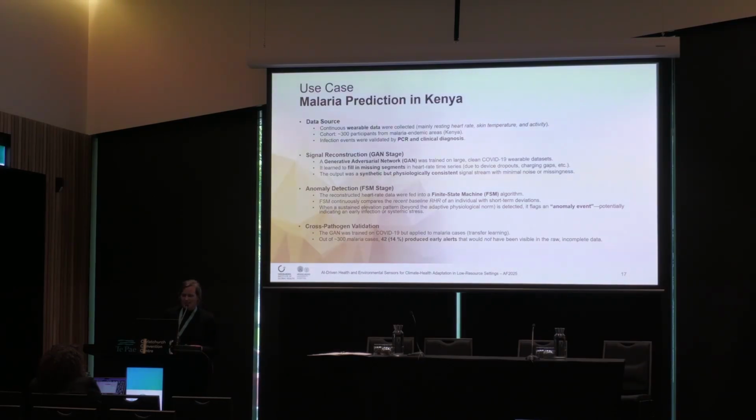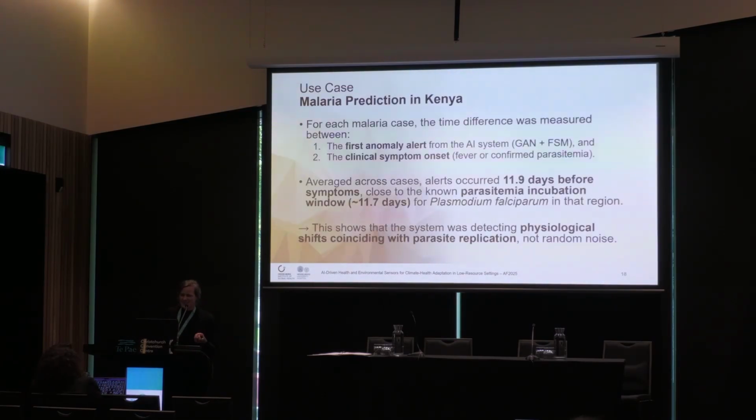Overall, we found that this imputation, this filling up of data, allowed us to have 42 additional early alerts, which would not have been visible with the raw missing data. Overall, with this malaria prediction, we were able to predict malaria 11.9 days before actual symptoms, showing that the system was able to detect physiological shifts coinciding with parasite replication and not just random noise.